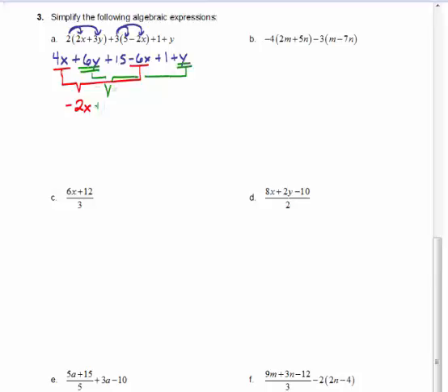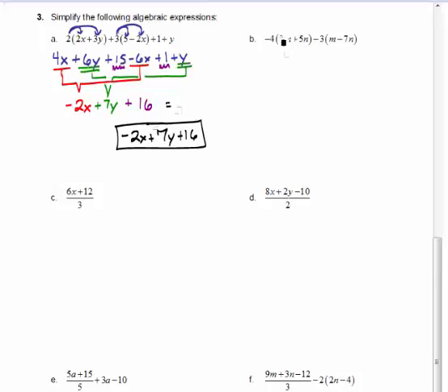So that would be plus 7y, and then what we have left are the constants. Alright, so we have a 15 and a positive 1, so 15 and positive 1, that would make plus 16. So final answer for this one will be negative 2x plus 7y plus 16.